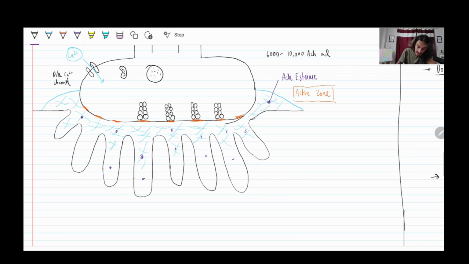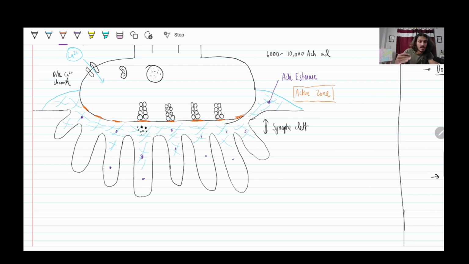Now this has been released and it reaches the synapse. So this area between this is basically called your synaptic cleft. This small area between that is called the synaptic cleft. Okay, it's going to traverse through the synaptic cleft and go to a receptor area.